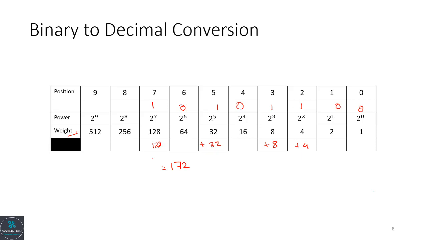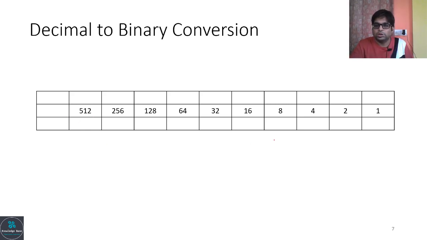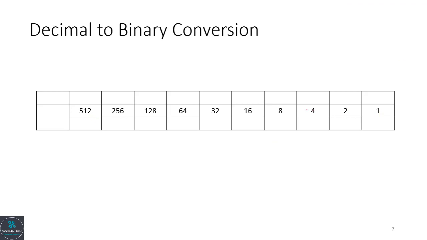Now next we are going to discuss another way to convert a decimal number into its binary form. In this process we are going to use the idea of subtraction and the weightages. So I have already written down the weightages: 2 to the power 0, 2 to the power 1, 2 to the power 2, 2 to the power 3, 2 to the power 4, 2 to the power 5, 2 to the power 6, 2 to the power 7, 2 to the power 8, and 2 to the power 9. Now suppose we want to convert 114, which is in decimal, into its equivalent binary form.